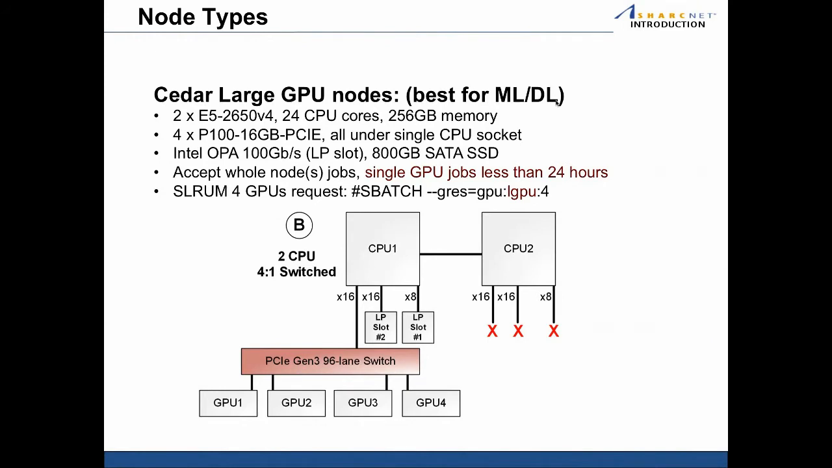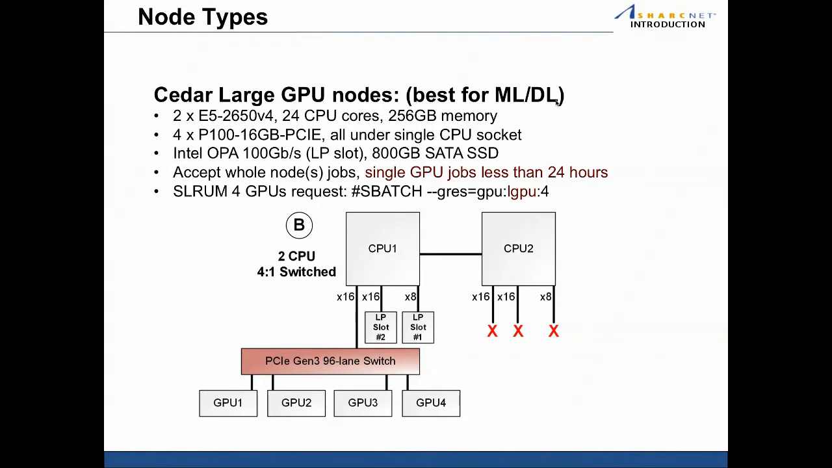The Cedar large GPU node accepts whole node jobs, and it also accepts single GPU jobs less than 24 hours. That means you can ask for one GPU on this large node, but it can only run up to 24 hours. Well, I think it's a reasonable policy, because if you're doing machine learning and deep learning research, you're testing your model, and you can test your model for a couple of hours and do some modification and testing again. Once you make sure that your model works, it can be parallelized on multiple GPUs. Then you don't need the single GPU job. Then you submit the whole node jobs after you did some modification on your models.